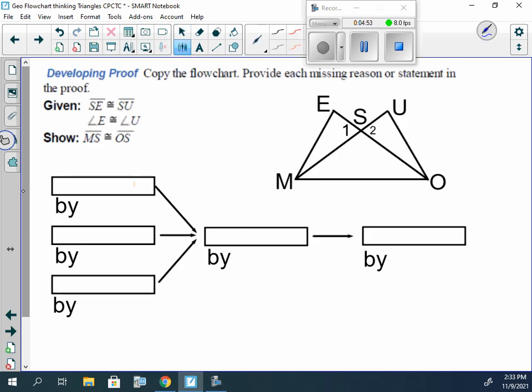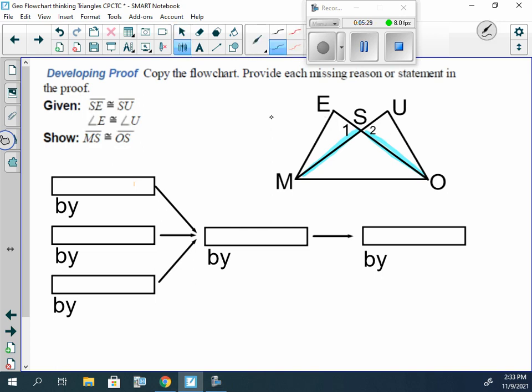Developing a proof. Complete the flowchart. Provide the missing reasonings or statements in the proof. So they gave us the figure. I drew this figure out for us here so that we can have something to work with and look at. Now, they told us that SE is congruent to SU, angle E is congruent to angle U. We want to show that MS is congruent to OS. So really we're wanting to say that MS and OS, these two lines here, are congruent, is what we're trying to get at.